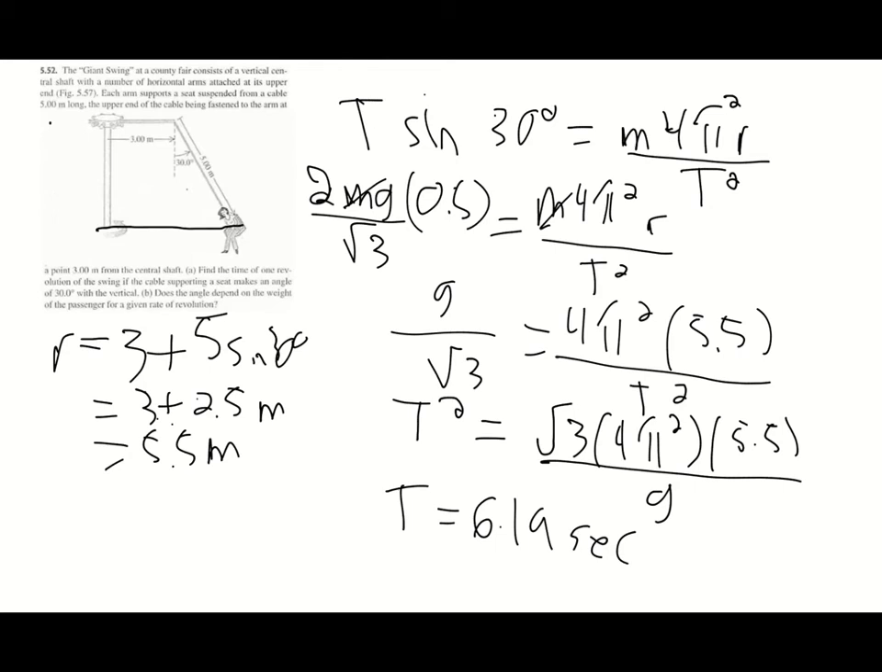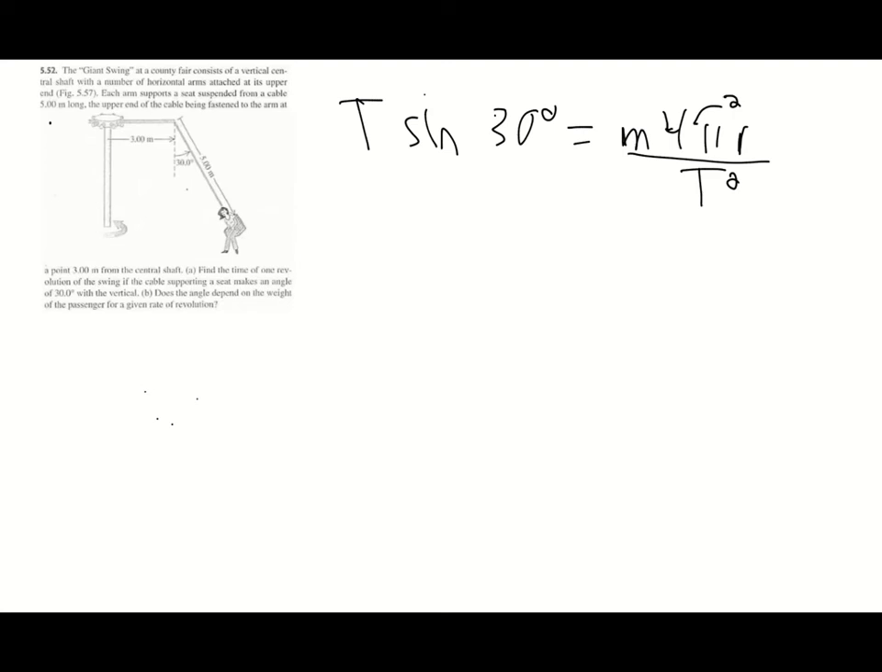Part B says, does the angle depend on the weight of the passenger for a given rate of revolution? You can see that up here, we actually divided the mass out. So you can see that, assuming whatever weight the bar can handle, as long as we don't bend or deform the bar, we're not going to get any change in what the tension is going to be, or any change in those masses dividing out. So it's not going to make any difference in our answer.